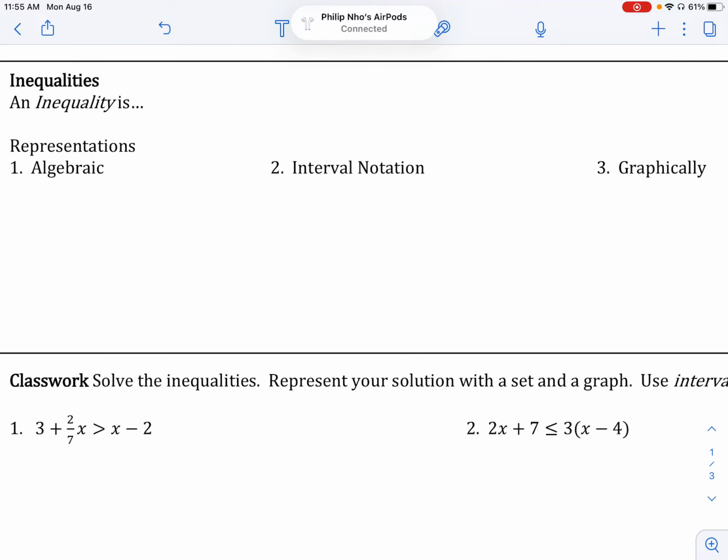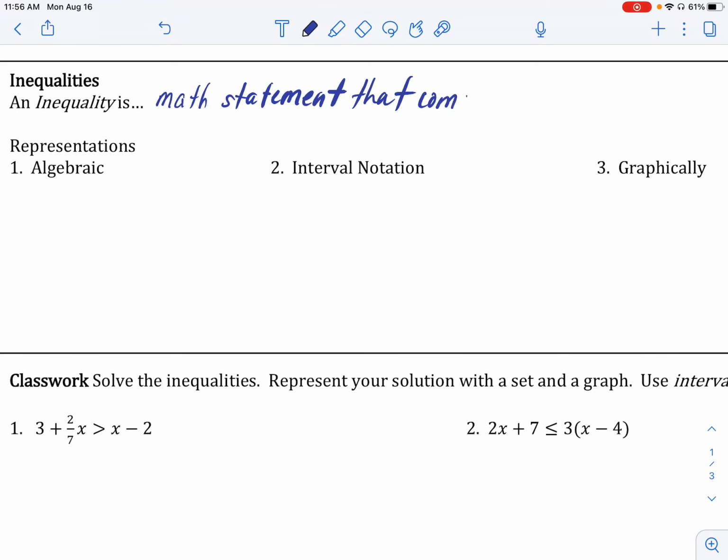In our previous lesson, we discussed equations and what it means to solve an equation. That is, to find the values for the variable that make that mathematical statement true, that one side is indeed equal to the other side. With an inequality, it's pretty similar, except that this time it's a mathematical statement that compares algebraic expressions. I'll just write that abbreviated. It compares expressions using symbols such as greater than, less than, greater than or equal to, less than or equal to. So that's not anything new. We've seen a lot of inequalities before in our math careers.